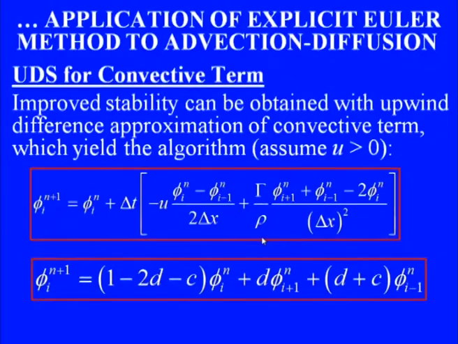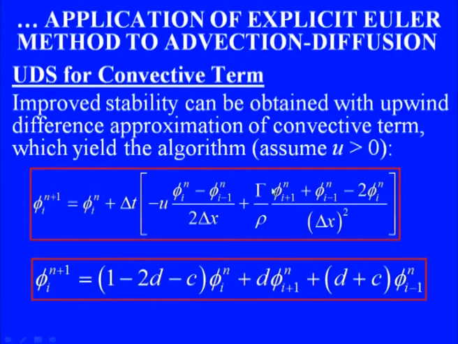Now, can we improve upon these situations, specifically when diffusion is very small, that is convection dominated problem? We would like to have an explicit scheme which has got better stability property. So, improved stability can be obtained with what we call upwind difference approximation of convective term. For diffusive term we would still continue to use our center difference approximation, but when it comes to the convective term, let us use an upwind difference scheme.